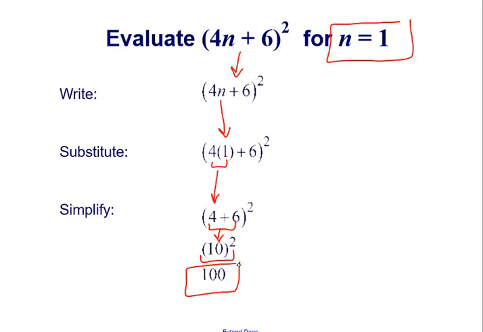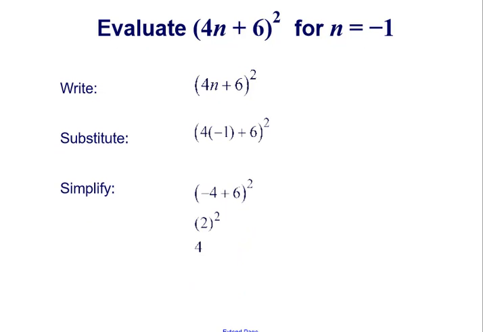Now let's look at that same exact expression, except now we're going to evaluate for when n equals -1, a different value. Our steps are still the same though. We still have the expression that we're going to write first as 4n plus 6 squared. Now the value of n is -1, so when we see the variable n, we're going to use parentheses -1 instead. The variable is gone, and in its place is -1.